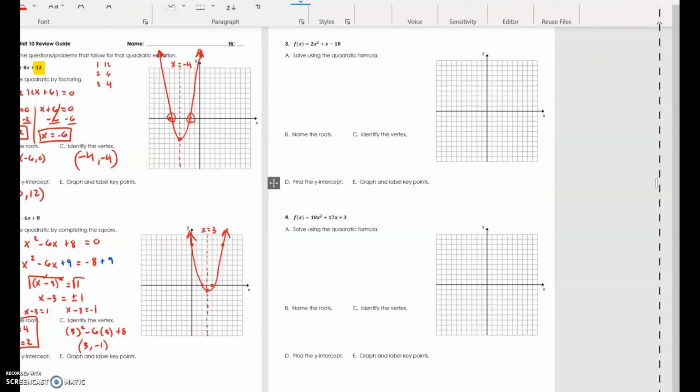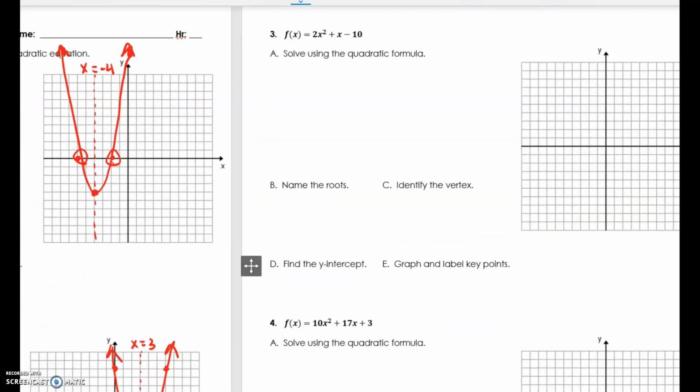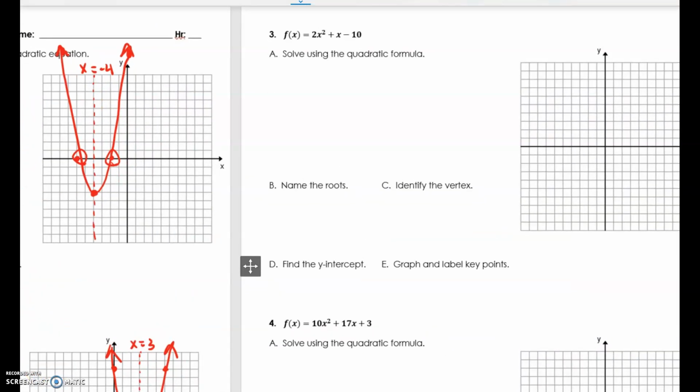Let's transition to the back page. So on this one, we're going to use the quadratic formula. I'm going to be giving you this the day of the test, so I'm going to write this down now. Negative b plus or minus square root b squared minus 4ac all over 2a. Give it a try, plug everything in, and then come back when you're ready to check your work.